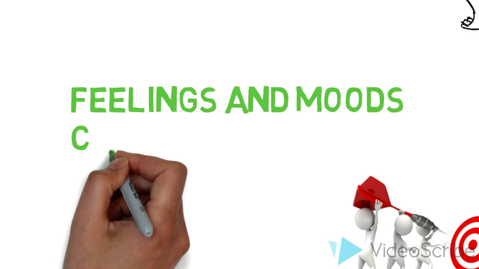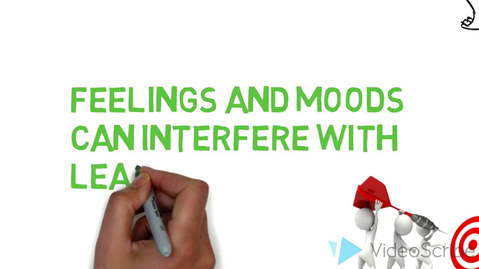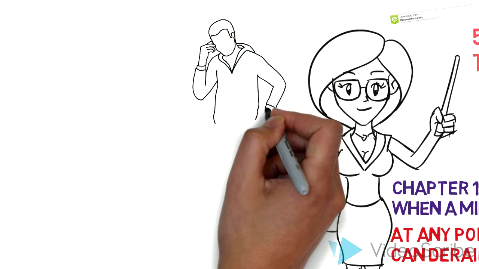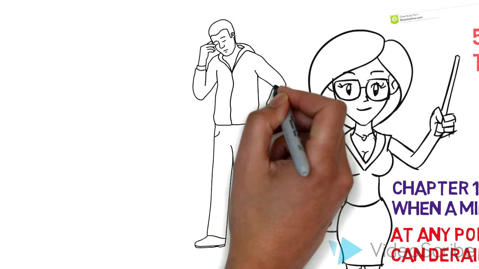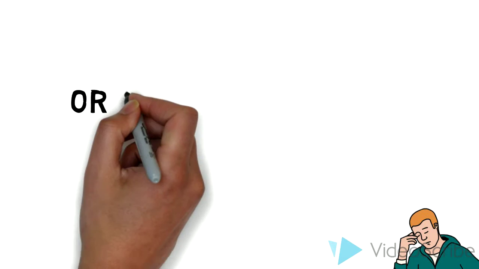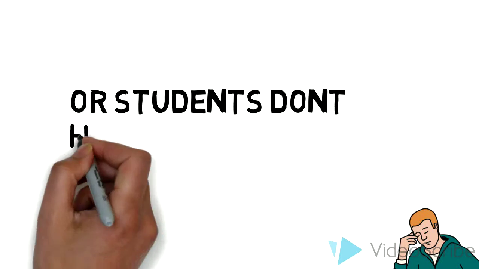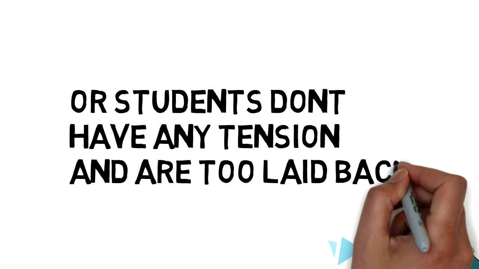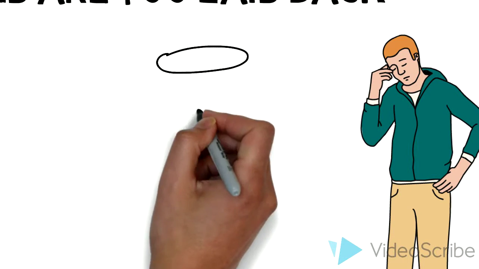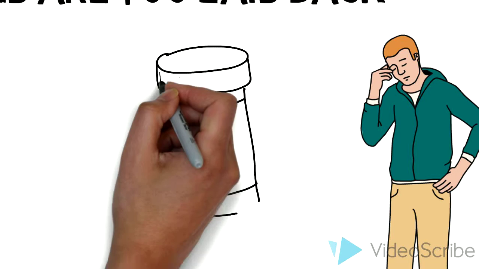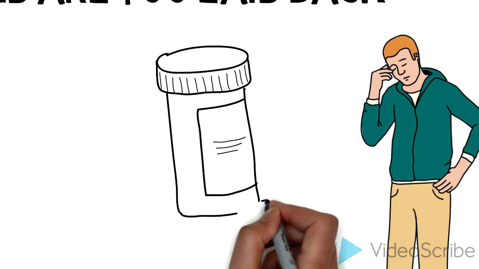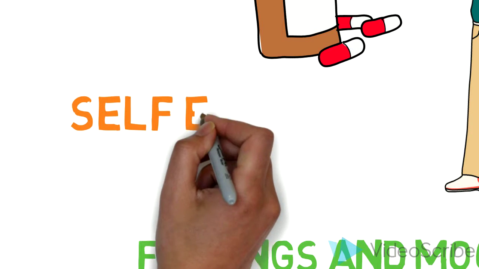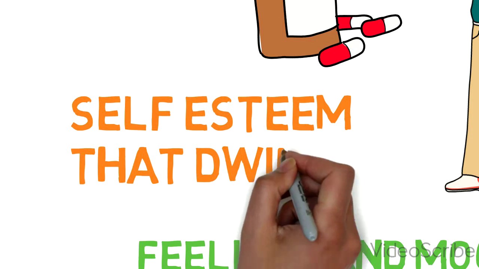Feelings and moods can interfere. Performance anxiety causes students to be anxious and hinder learning. Some students don't have any tension or positive anxiety and are too laid back. Some students are medicated to help, or others can be supported by parents and teachers through it. Self-esteem that dwindles.